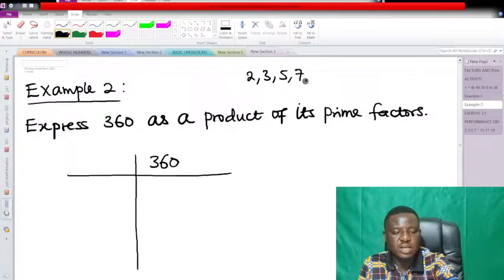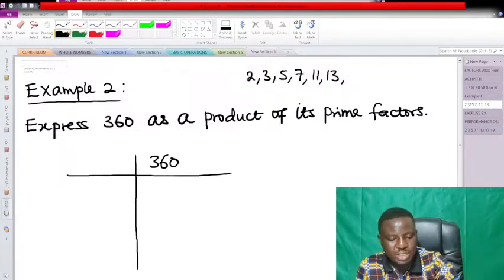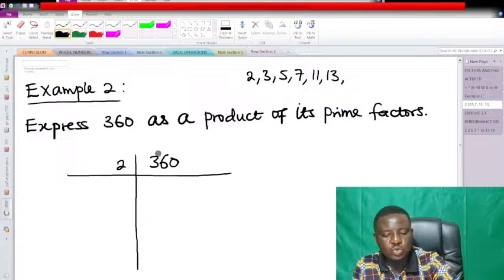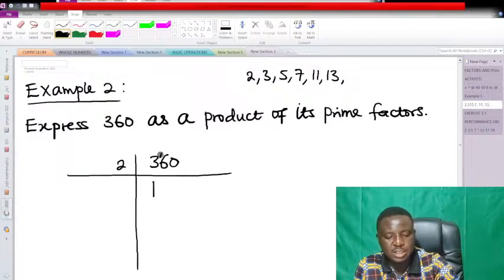5, 7, 11, 13. Remember, I said we don't make use of 19 and the rest until we have exhausted all of this. So let's start with this. 2 can go into 3 1 time remainder 1. This becomes 16. 2 into 16 is 8 times remainder 0.